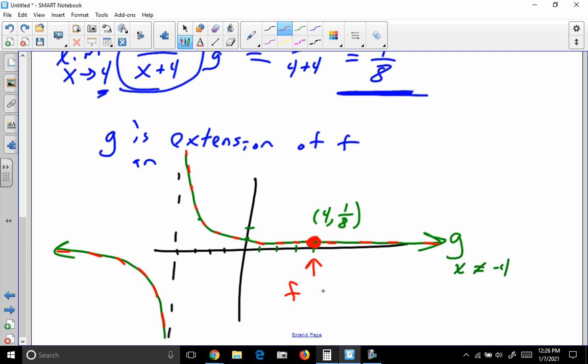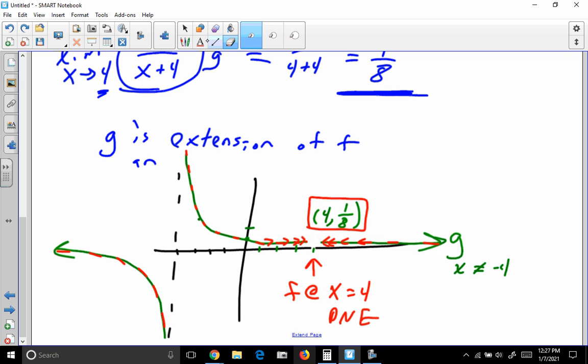f at x equal 4 does not exist. So for the function f, there's not a point there. There's just a hole. Well, if there's a hole there, all these points around it seem to be pointing towards where that hole is. So g and f are approaching the same point. G actually gets there. F, there's a gap there.